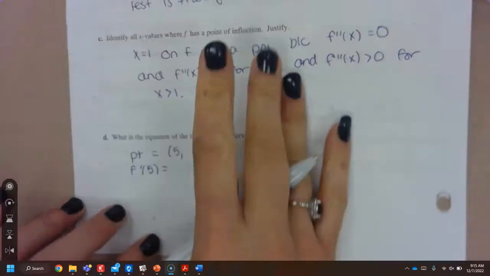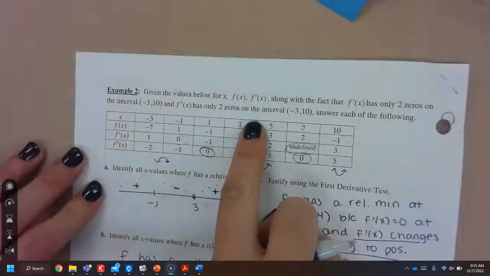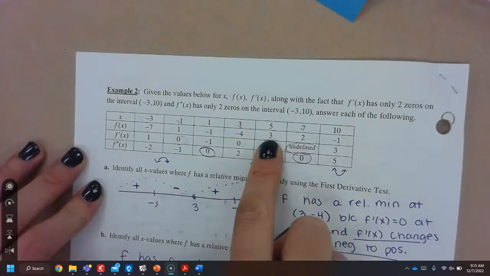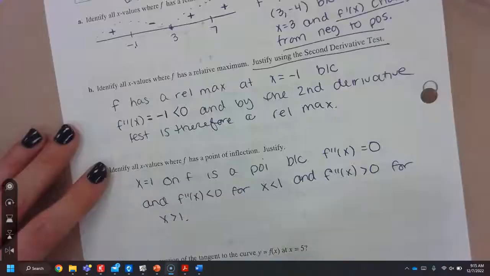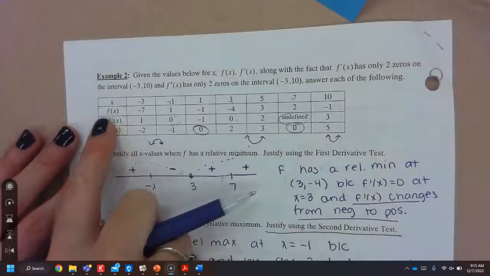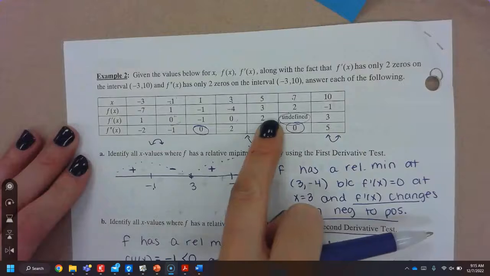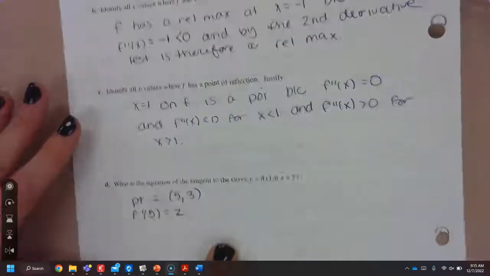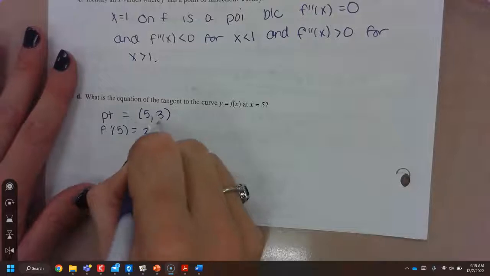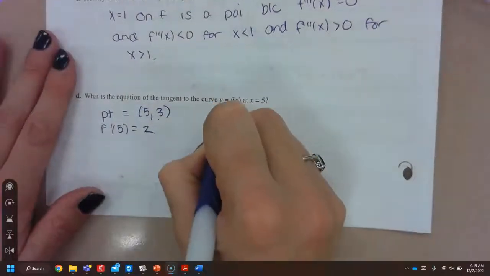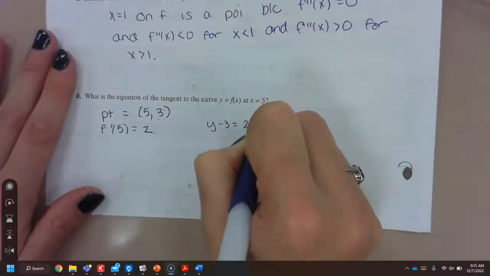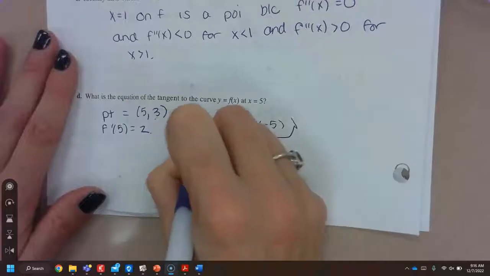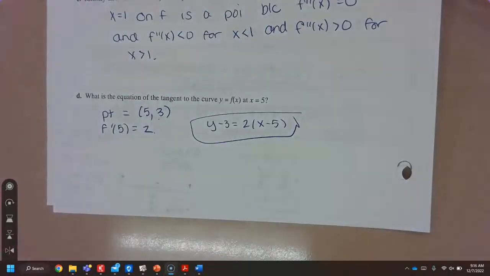So then you go up here, you go to your table, and you say, oh, when x is 5, y is, and then you go and you say, okay, I also need the derivative at 5. So to write the equation of my tangent line, I need the point and the slope. So y minus 3 equals 2, x minus 5. Wham, bam, thank you, ma'am. I like that one. Good.